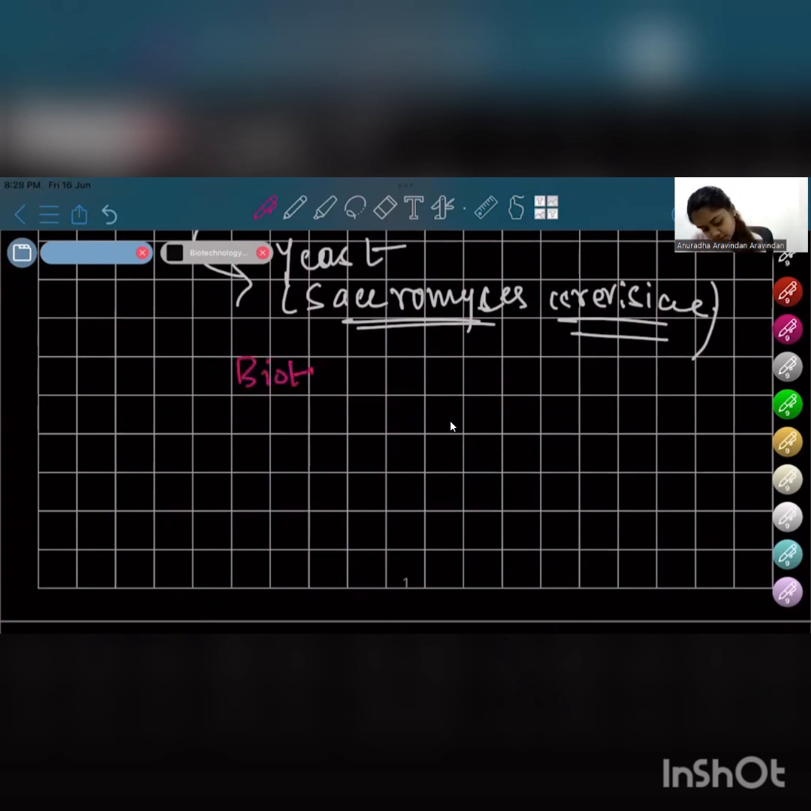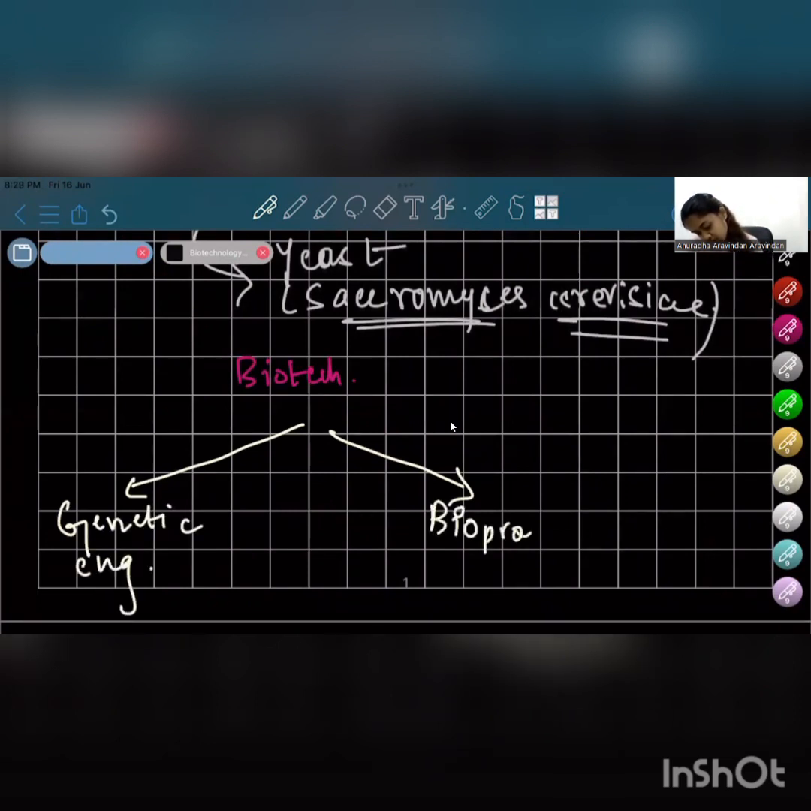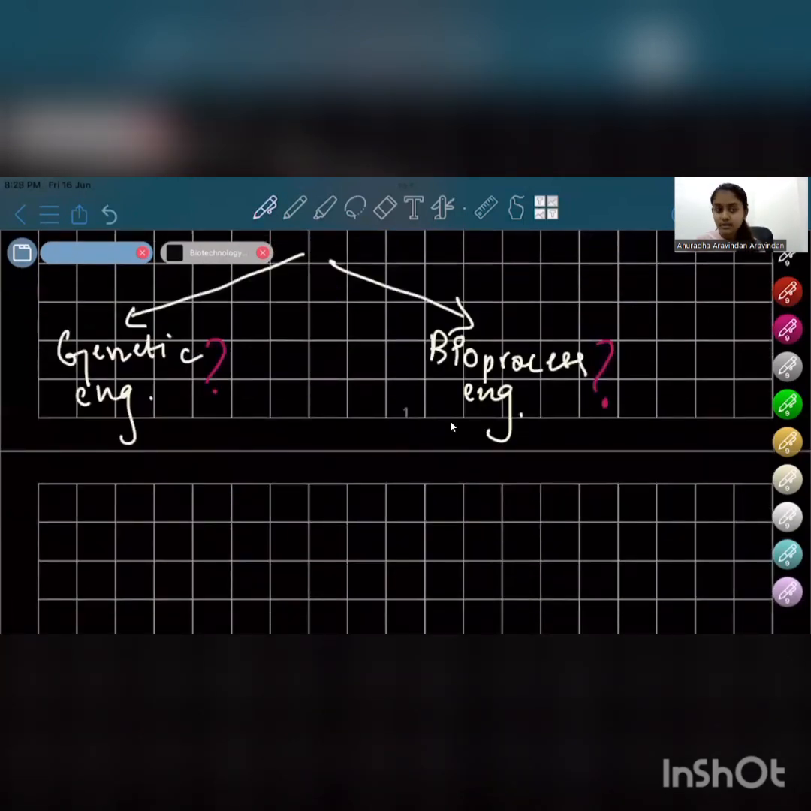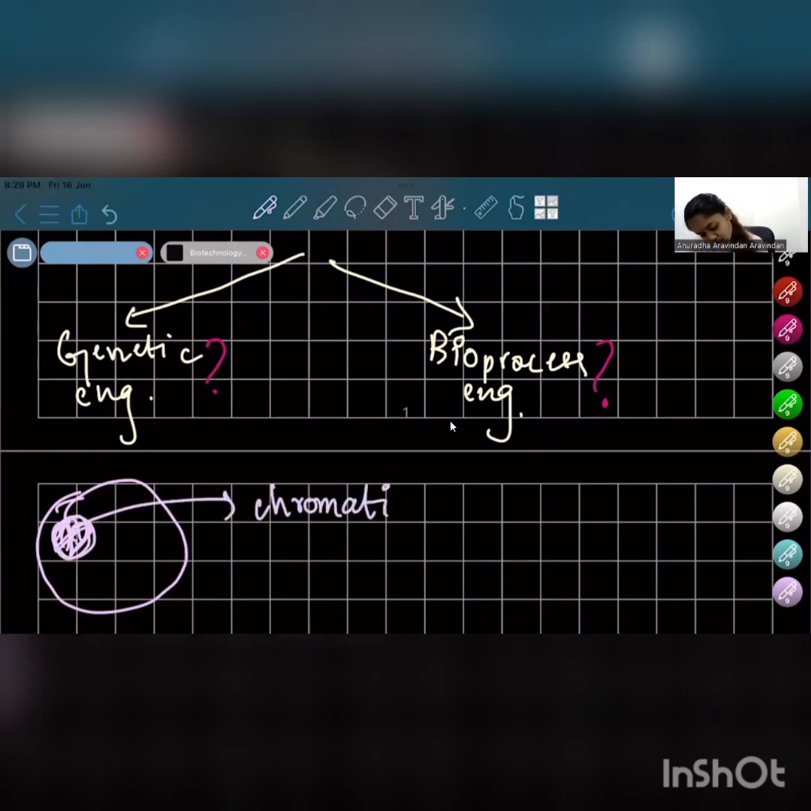So biotechnology as a subject is categorized as modern biotechnology. How is it divided? Genetic engineering and bioprocess engineering. So, what is genetic engineering? What is bioprocess engineering? Genetic engineering is nothing but, you know that all living cells, imagine this to be a cell, this to be its nucleus, and you have chromatin material inside. This chromatin material, as you know, contains chromosomes, right?